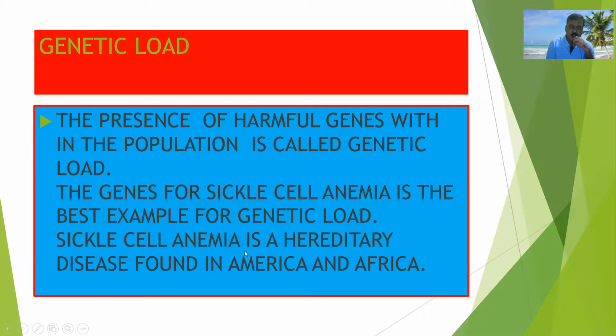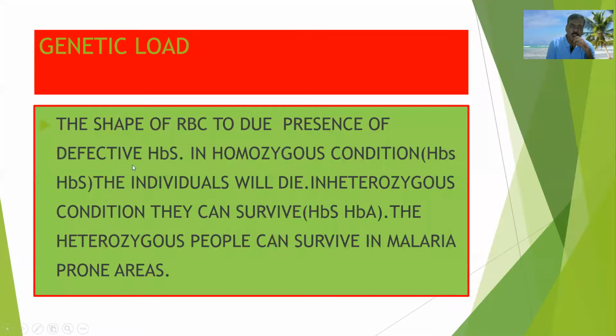Sickle cell anemia is a hereditary disease found in America and Africa. It is mainly due to the distorted shape of the RBC due to the presence of a defective gene, that is hemoglobin HbS. In the homozygous condition, that is HbS and HbS, the defective gene leads to the formation of sickle cell anemia. The individuals will die. In the heterozygous condition, they can survive.